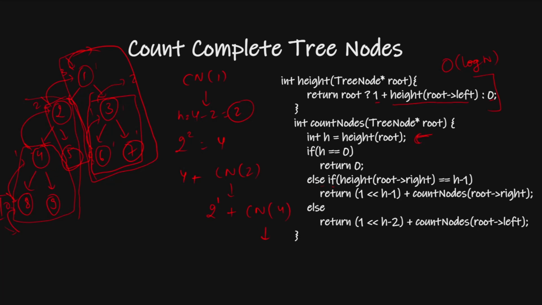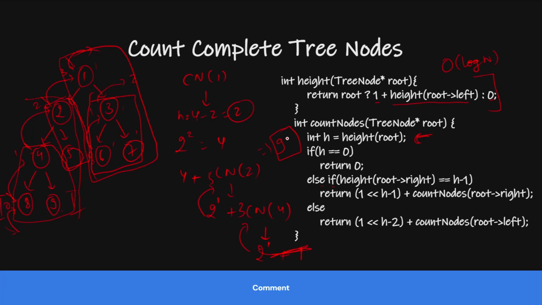This time the height of left and right is equal. So in this case, what will I return? I will return 2 to the power of this height, and then count of right. Right will return, this is a single node, so it will also return 1. Now if I calculate 2 plus 1, this will be 3. So this 3 will be written here. So 2 plus 3 will return 5. 5 will be here. This 4 plus 5 will be 9. Now if I check the number of nodes, 1, 2, 3, 4, 5, 6, 7, 8, 9. Yes, so this is 9.